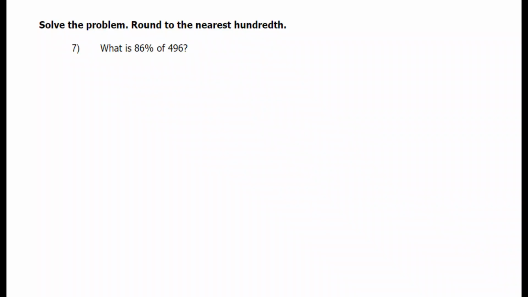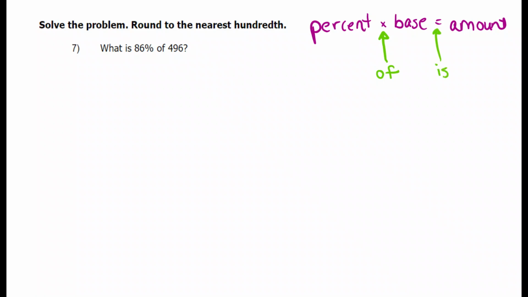Problems 7, 8, and 9 are the percent problems, and on your handout you're going to use the little formula: percent times base equals amount. And then you have to remember what I told you. The multiplication is always represented by the word "of," and the equal sign is usually the word "is" or "was," or something to that effect.